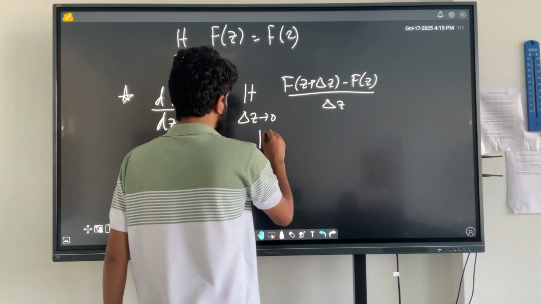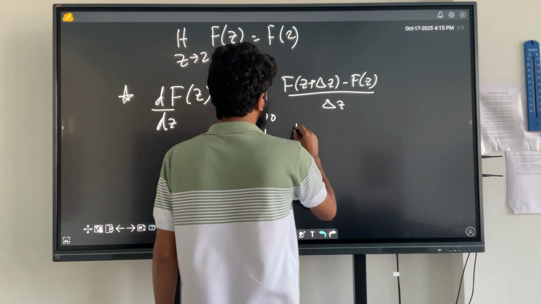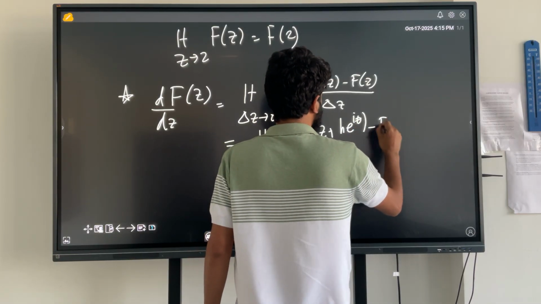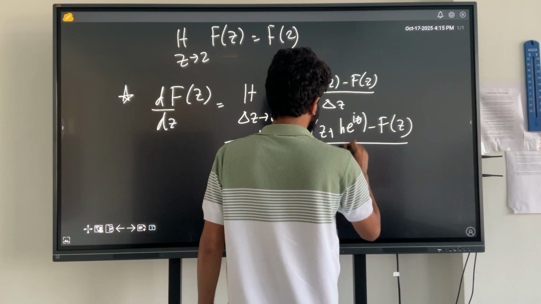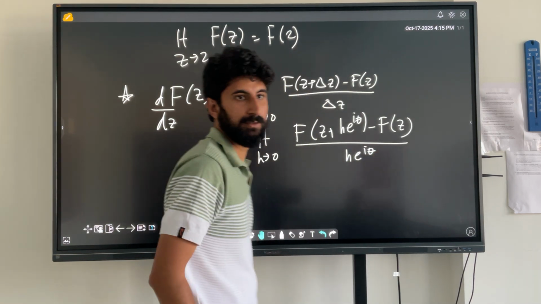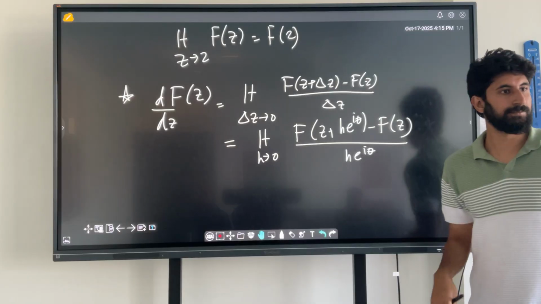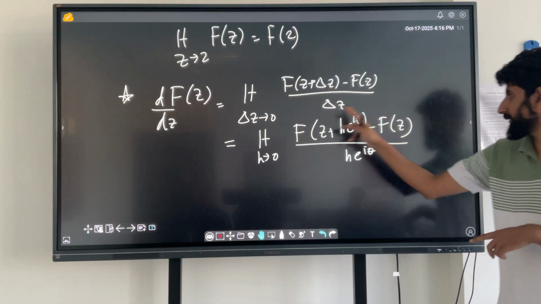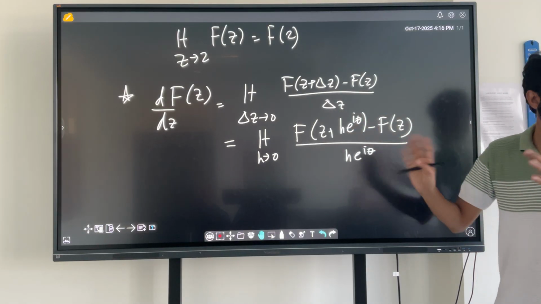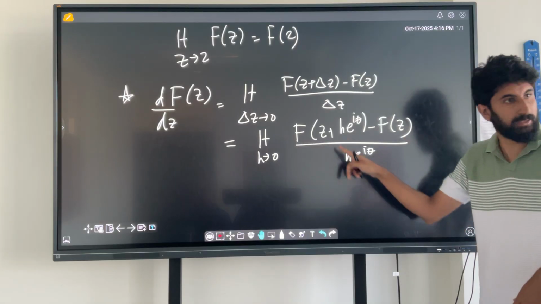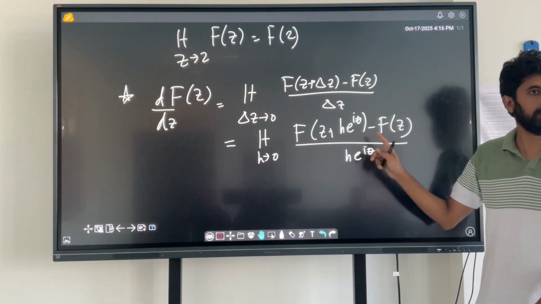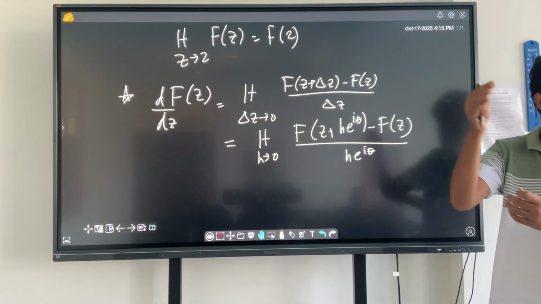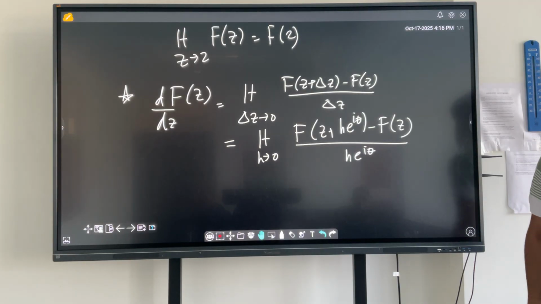So delta z, I can write as h e power i theta, with h going to 0. F of z plus h e power i theta minus f of z, divided by h e power i theta. What does that mean here? Functionally, what does it mean? The limit exists here, true. But what would you look for when you compute this object? When will you conclude that it is directionally independent? When it's independent of theta, because theta is the direction you are approaching. It should not depend on theta.